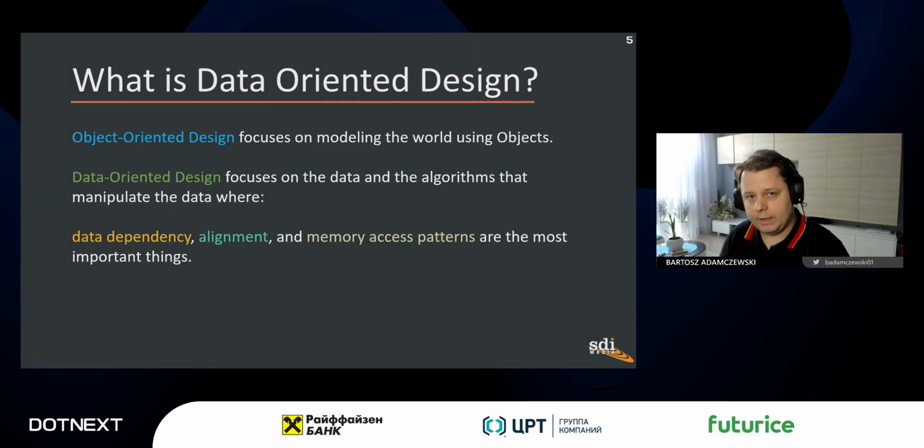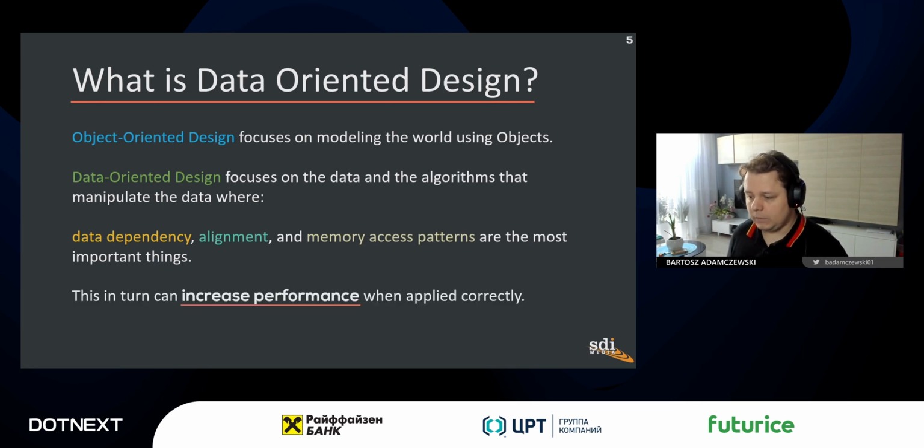Data-oriented design, on the other hand, tries just to solve the problem. It focuses on the data and the algorithms that do something with the data, meaning solve the problem. You can think about data-oriented design as having a piece of data and a transformation function, which will solve the problem. The data goes to that function and gets transformed somehow, thus solving our problem. In this context, data dependency, alignment, memory access patterns are very crucial, and data grouping as well. This can lead to an increase in performance. It can have a really positive impact on performance if you do this correctly.